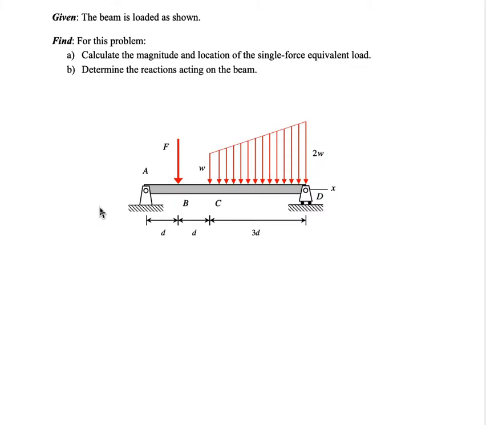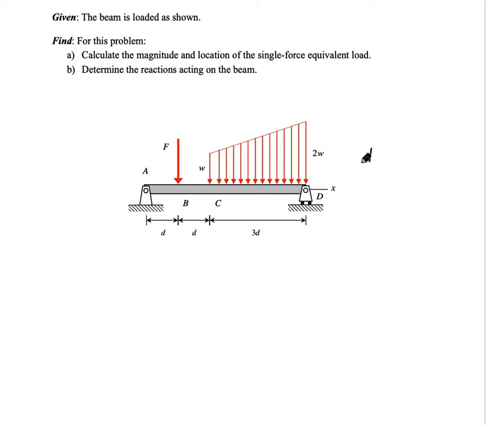For the beam that's shown here, which has simply supported boundary conditions, we have a concentrated load there at B. We have a linearly increasing line load, which extends there from location C to D. Our goal here is to find the magnitude and location for the single force equivalent for that pair of loads, and then secondly, use that in order to find the reactions on the beam acting there at supports A and D. We're going to do this in two parts.